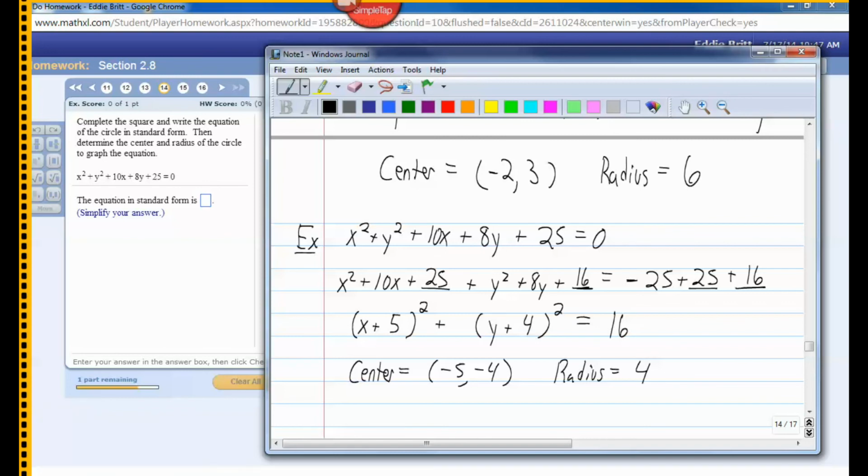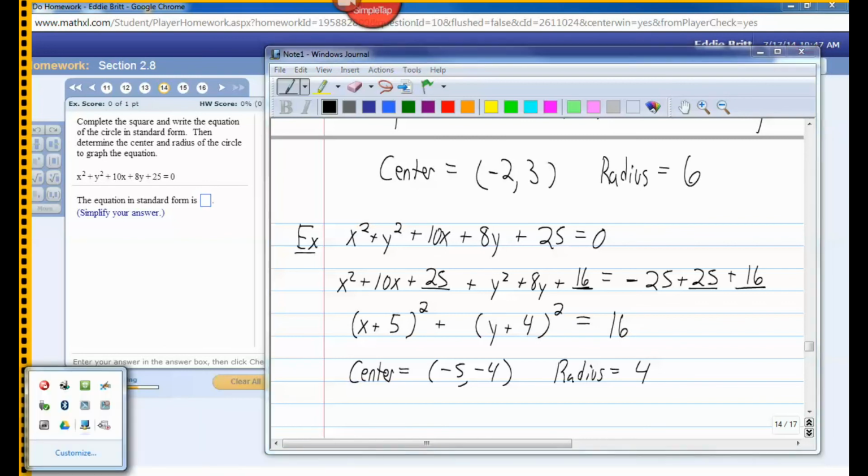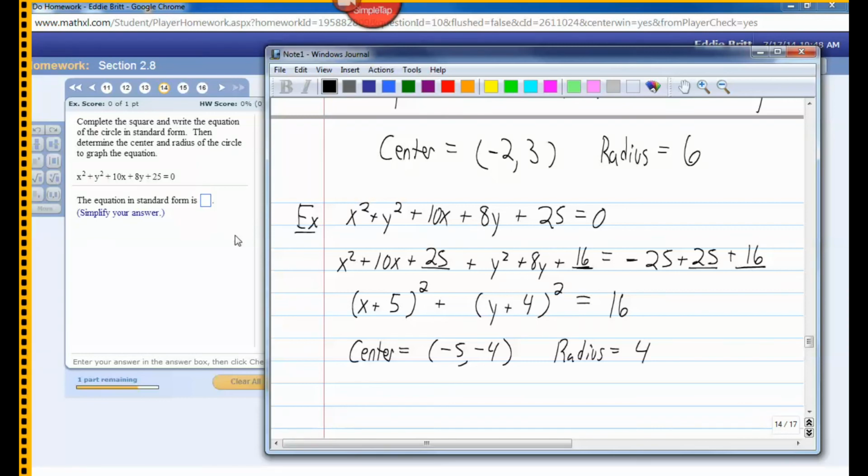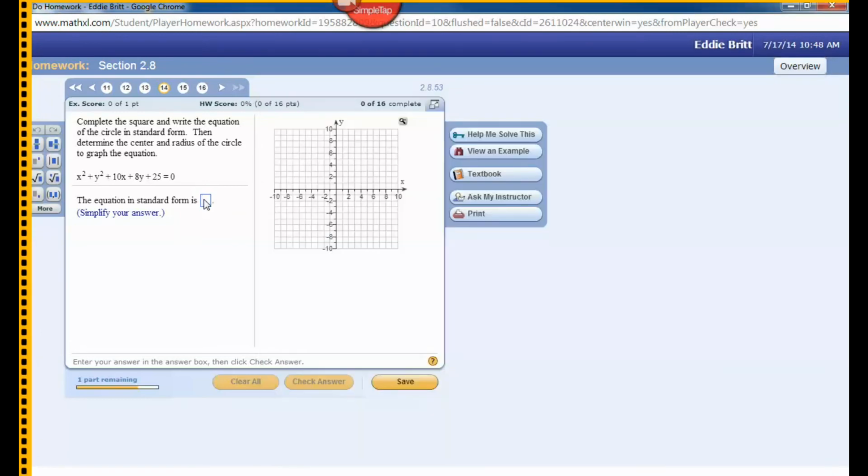Alright, now let's take a look at the homework and see how we would enter that in. So first it says write the equation in standard form. So x plus 5 squared, plus y plus 4 squared, equals 16.